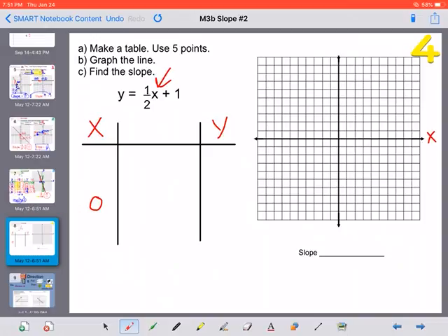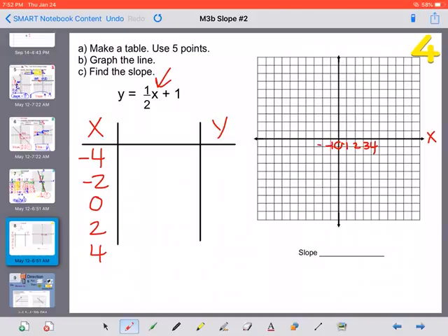If our denominator, the number on the bottom, was a 3, I would pick multiples of 3. If the denominator was a 4, I would pick multiples of 4. But since our denominator is a 2, I'm picking multiples of 2. So I'm going to pick 0, and then 2 and 4, so a couple positive ones. Same thing, negative. I'm going to pick a couple positive numbers and a couple negative numbers.